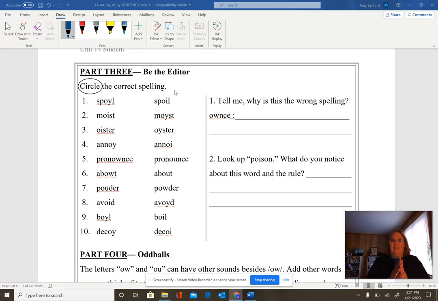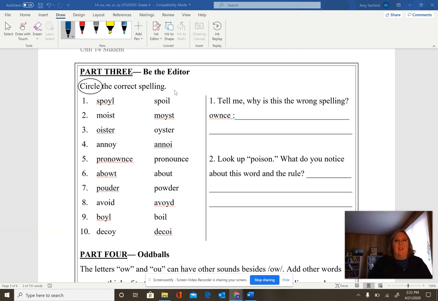Okay, so taking a look at our worksheet today, we have part 3, part 4, and part 5, and part 6 all to do for our homework. So I'm going to do a few of these with you so that we can make sure that we're on the right track. So part 3 says, be the editor, right? So we're going to circle the correct spelling. So when you look at the first one, the word is spoil.